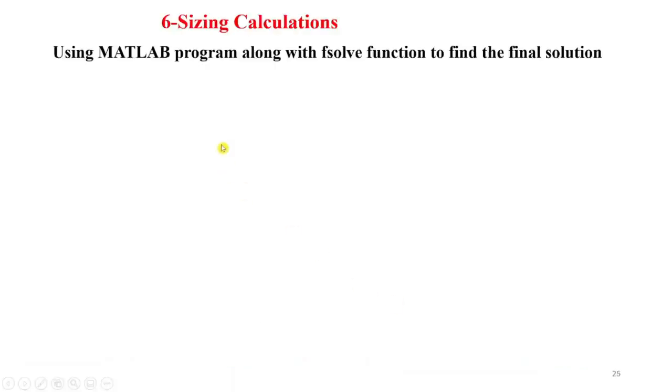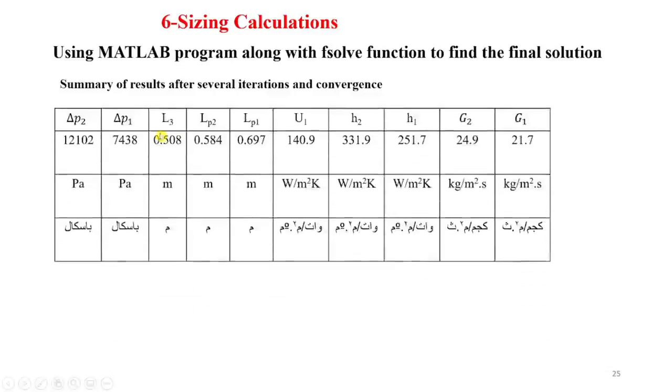What we did, actually, is put this into a MATLAB program and use fsolve for the iteration to find the result, the convergence after several iterations. This table summarizes some of the parameters after a few iterations ended with this MATLAB program. The pressure drop for side 2 is this value, and the pressure drop for side 1, which are very close to the values as we are going to see later.